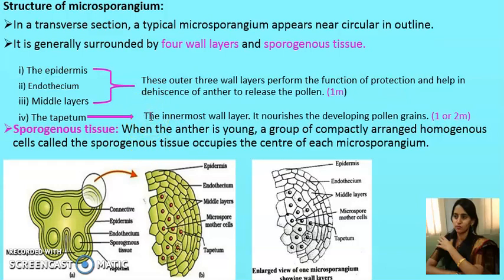Mention its function. What is tapetum? Tapetum is the innermost wall layer of the anther. The function of the tapetum is that it nourishes the developing pollen grains. And name the wall layers of the anther. The wall layers of the anther are epidermis, endothecium, middle layers, and tapetum. Then, what is sporogenous tissue? When the anther is young, a group of compactly arranged homogeneous cells is called sporogenous tissue, and it occupies the center of each microsporangium. This question can also be asked for four or five marks.